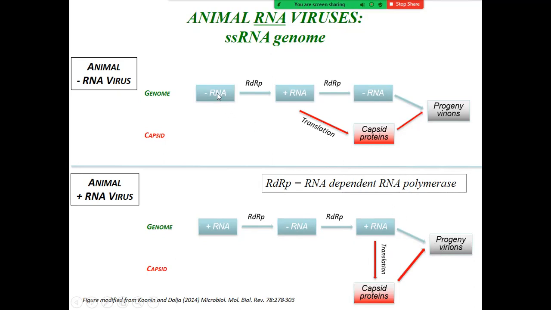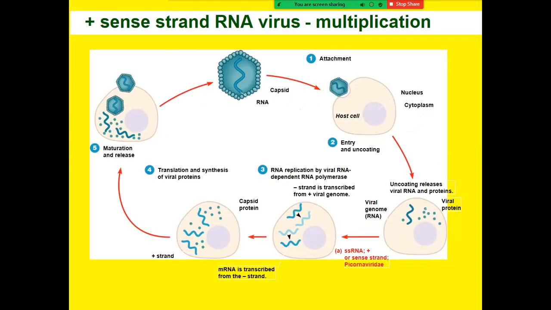For the negative strand genome, we make the positive strand RNA and then use the positive strand as a template to make more of the negative strand RNA genome of the virus. And then we use the positive strand RNA to make the capsid proteins. And then the capsid proteins get together with the replicated negative strand RNA to make the new progeny virions.